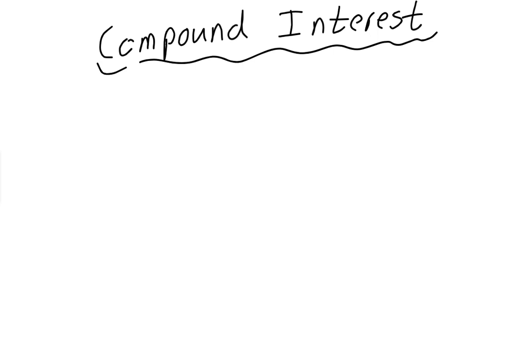Let's talk about compound interest. Now, there's a lot of equations out there that people will give you. And I'm going to tell you right now, the only equation you need is this one: P equals A times (1 plus R over N) to the NT. So if you're like me and don't like memorizing a lot of things, just memorize that one.